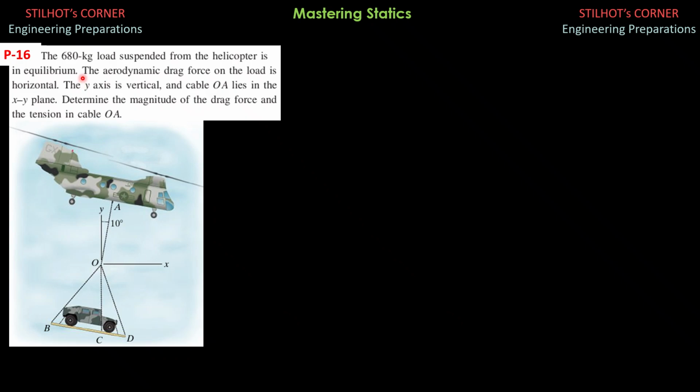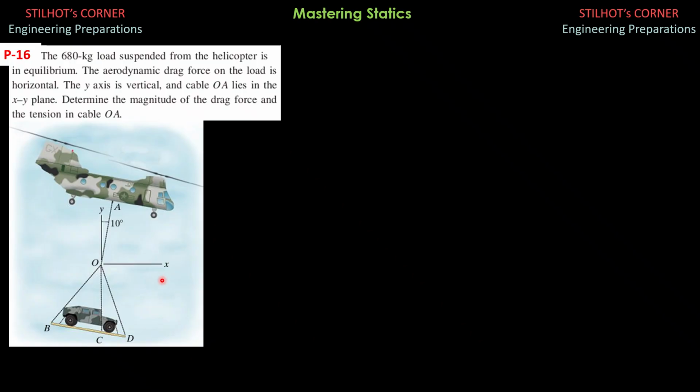Problem 16, the 680 kilogram load suspended from the helicopter is in equilibrium. The aerodynamic drag force on the load is horizontal, so it's along the x-axis. The y-axis is vertical and the cable OA lies in the xy plane. So that means OA is on the xy plane. The drag force, because it is horizontal, is also on the xy plane. And the weight is also directed to the negative y-axis and also in the xy plane. So this is a 2D problem.